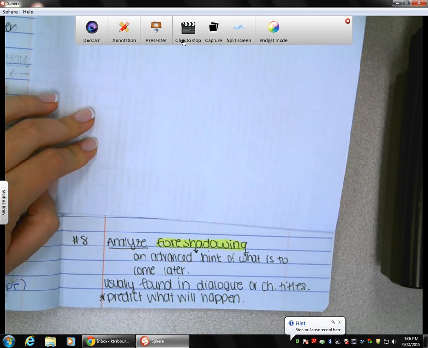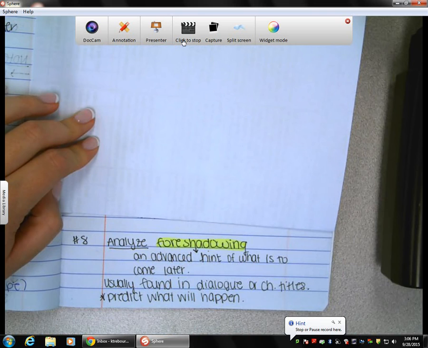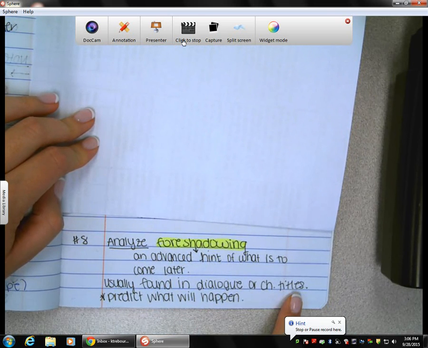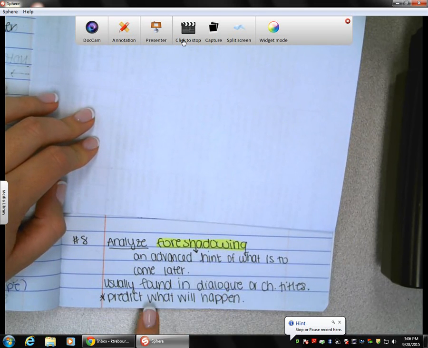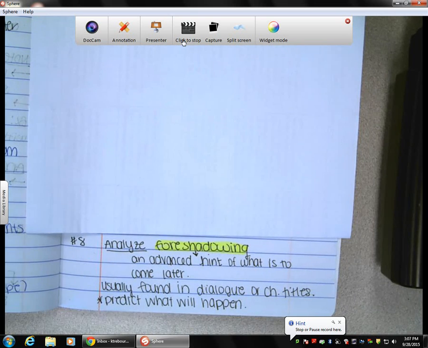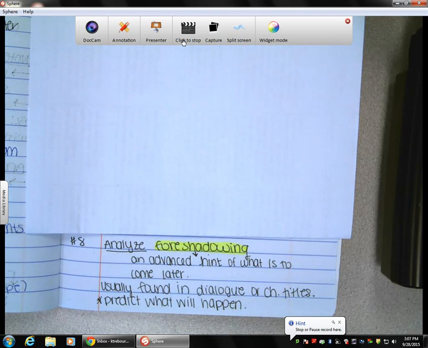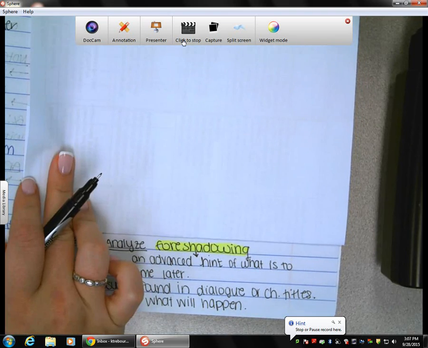And foreshadowing is an advanced hint of what is to come later. So kind of the author or a character is giving us some sort of hinting at or poking at the fact that there's going to be something that's going to happen later, some event. It's usually found in dialogue between characters or chapter titles. And what we want to do, our goal once we identify the foreshadowing, is then to make a prediction as to what's going to happen next. So take the time now to pause, that way you can copy down this strategy. And I'm going to show you an example of what this would look like.